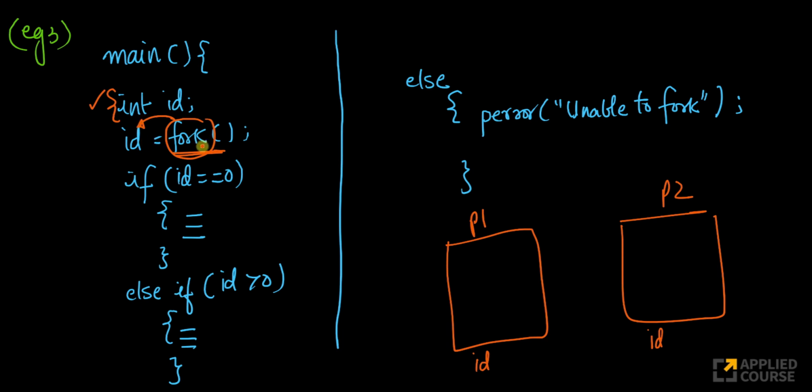What does the fork return? The fork for the parent process. Again, this is my parent process. Remember that this is my parent process. This is my child process. In the parent process, this ID will point to... every process has something called a process ID.